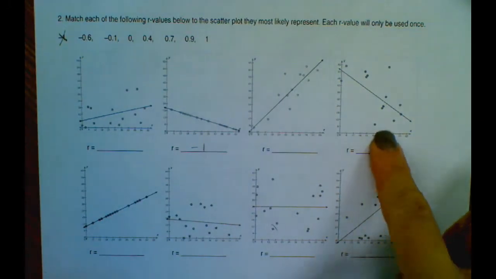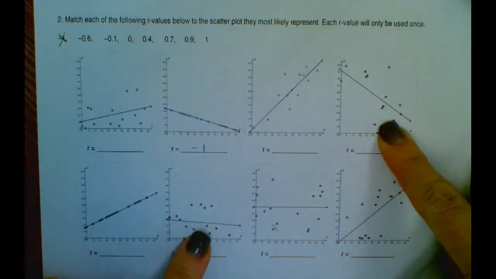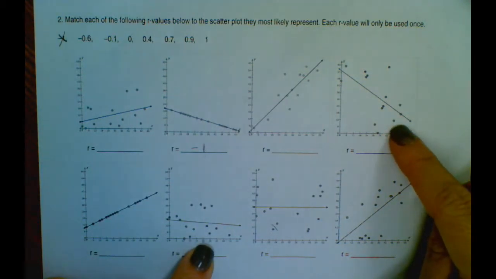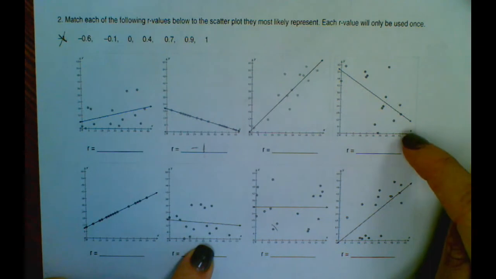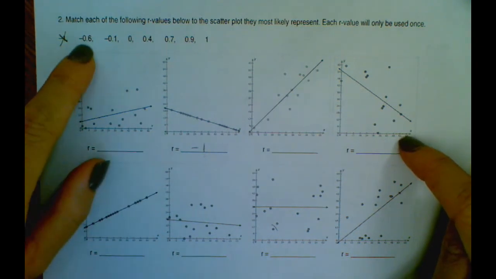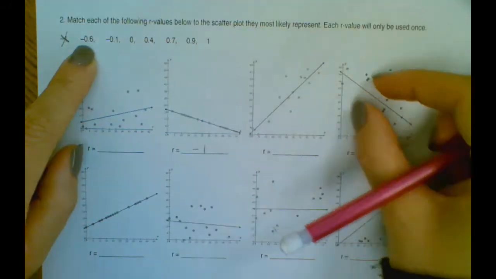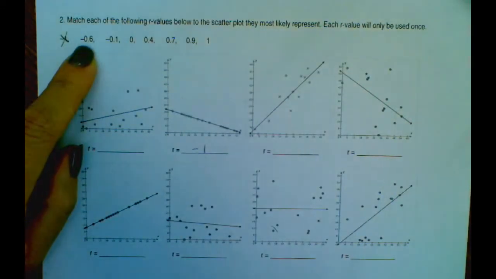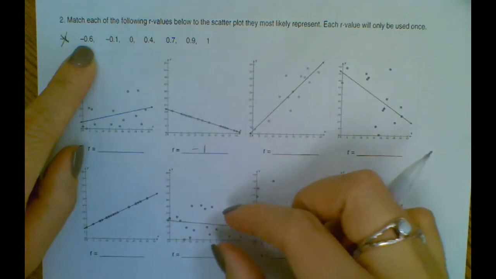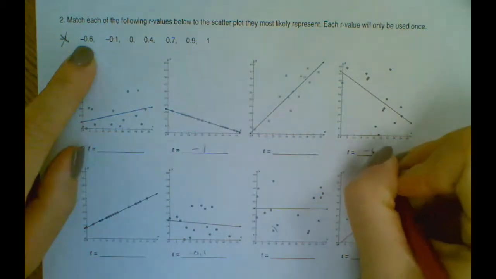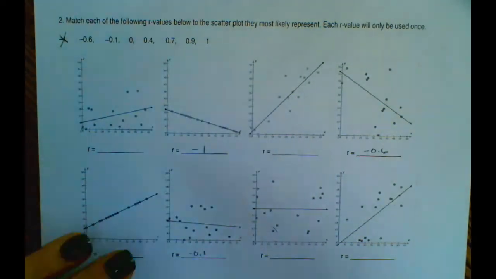Here we have a negative, and we have another negative here. So if you look at our negative options, we have -0.6 and -0.1. So we want to find the ones that are closer together. And this is definitely more of a negative trend here. This one's kind of hard to tell. So we're going to say -0.1 for this one and -0.6 for this one. That's kind of a tough one.